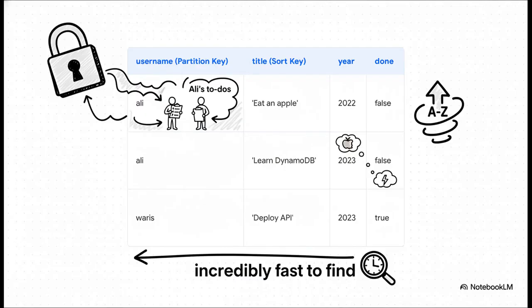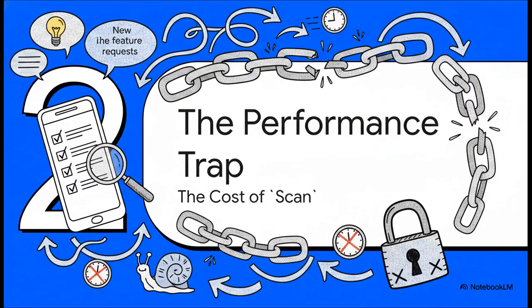Okay, so check this out. Here's how it all comes together for our little to-do app. We've picked username as our partition key. What does that mean? It means all Ali's to-dos are physically stored together, in his drawer. Then we're using title as our sort key. So inside Ali's partition, his to-dos are all sorted alphabetically. This setup makes it incredibly fast to do our main query, find all the to-dos for a specific user. So our app is working great. We can create to-dos, we can find them by user, everything is humming along.